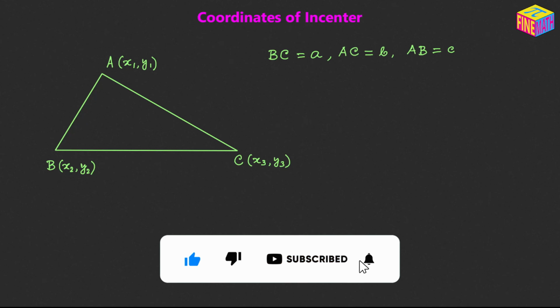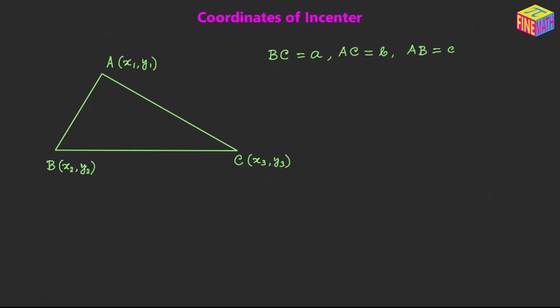Now let's suppose we have a triangle like this, triangle ABC, and the coordinates of the vertices have been provided. With this information, we have to find the coordinates of the incenter of this triangle. So what is an incenter? Well, an incenter is nothing but the point of intersection of the angle bisectors. So for this triangle, I am going to draw a couple of angle bisectors, and then the point of intersection of the angle bisectors will be considered as the incenter.